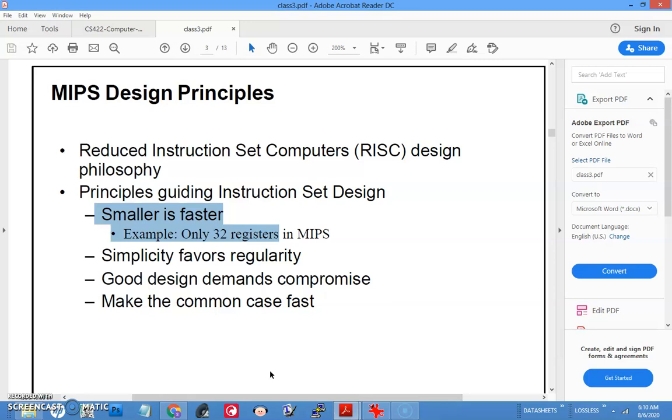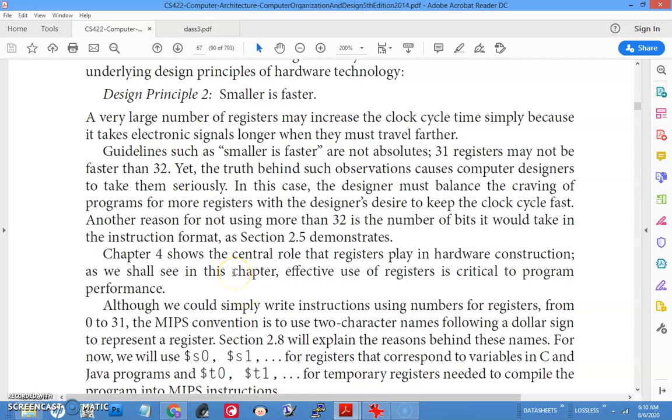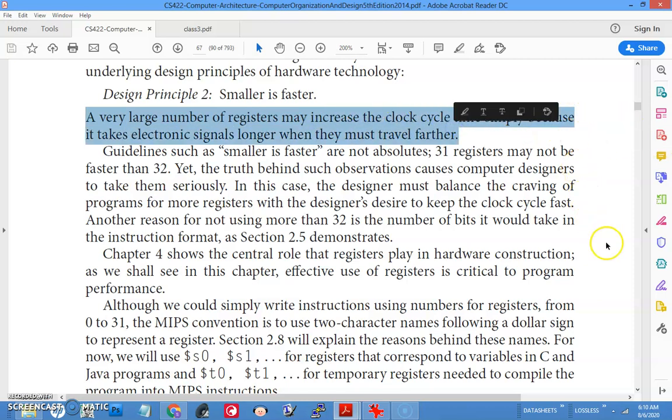So everything boils down to the same result: if you keep the thing smaller, then it runs faster. But you cannot keep it smaller than a finite size, then it becomes useless. So you must keep it at a size which is small enough to be faster. That is the main idea behind the first design principle. So it is written here. A very large number of registers may increase the clock cycle time because it takes electronic signals longer when they must travel farther.